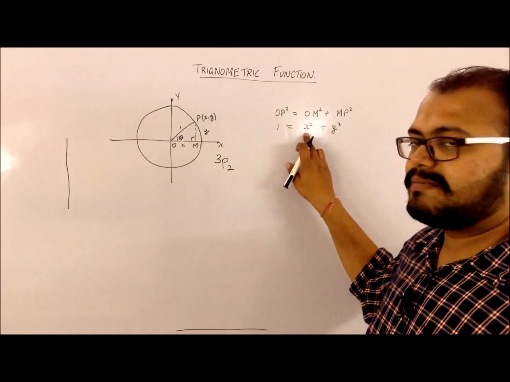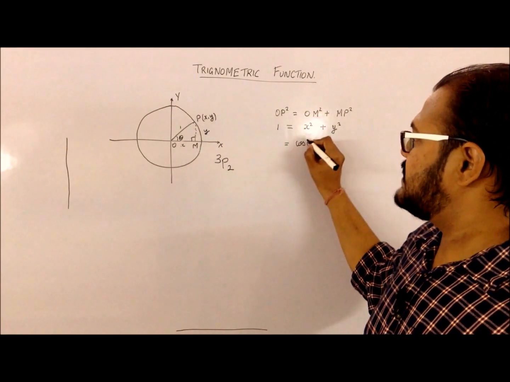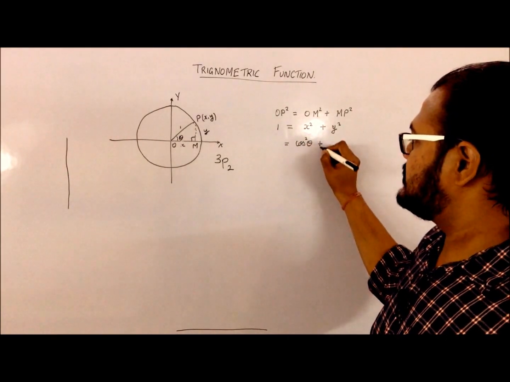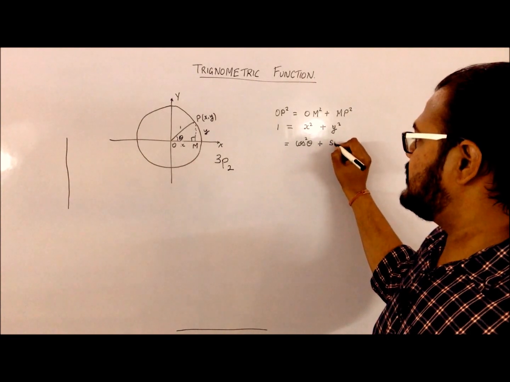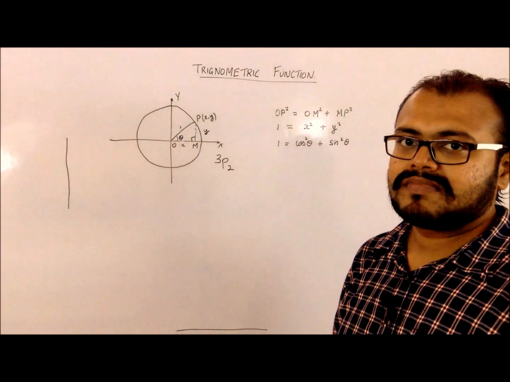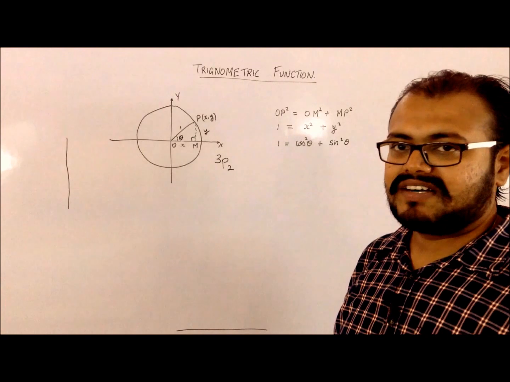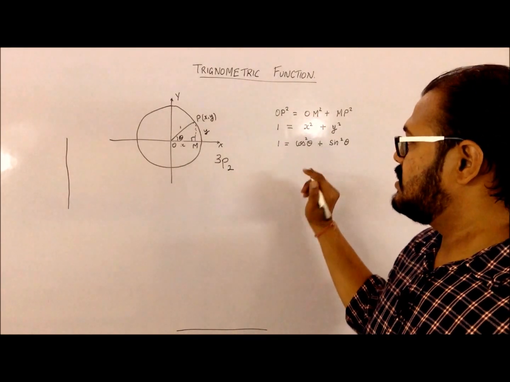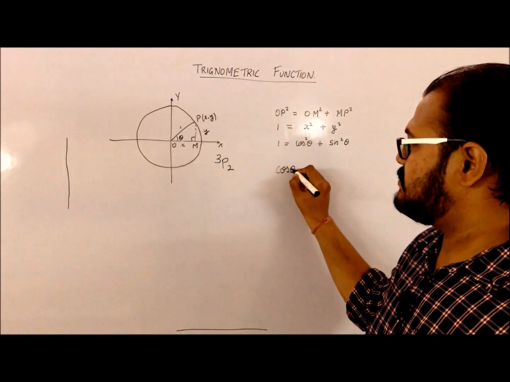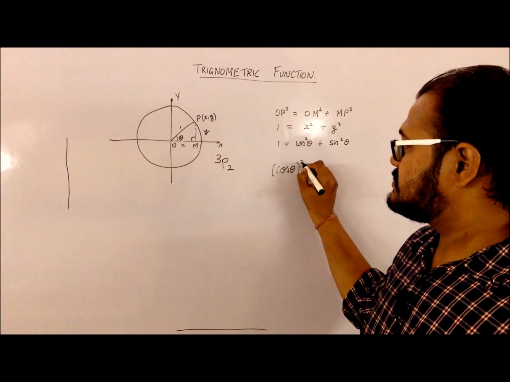If you can recollect, my x was basically having the value cos theta, so I'm getting cos square theta. My y was having the value sine theta, so I am having sine square theta. Whenever you are having this composite function, that is function within a function, you have to be very careful. Over here, cos square theta means I am first of all finding the value of cos theta and then I am squaring it.